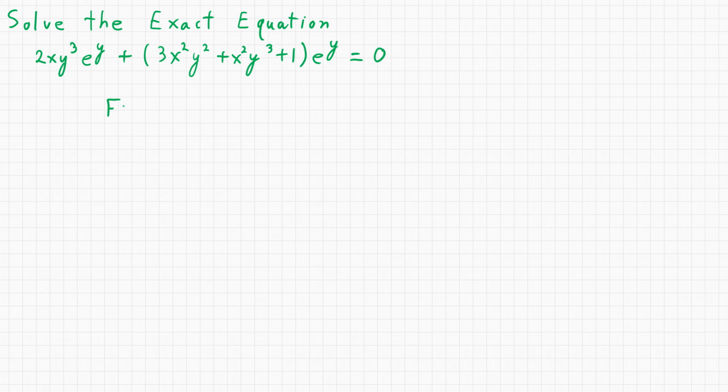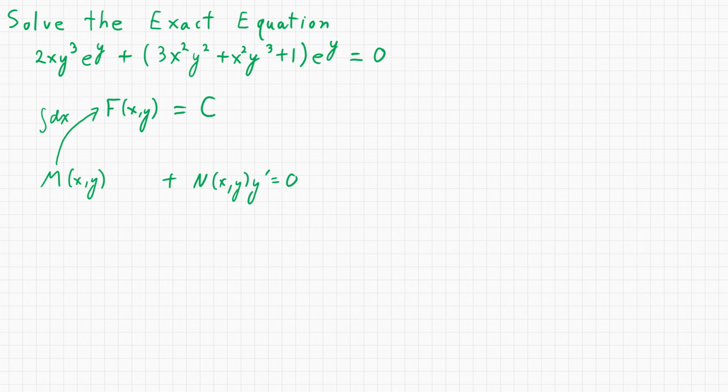So we have this function f of x comma y equals c, and M of x comma y plus N of x comma y y prime equals 0. Normally what we've done in the past is we went from M to f with an integral with respect to x. We could also go from N to f with an integral with respect to y, but that's going to be really difficult in this case because the N function looks pretty bad to integrate with respect to y. There's an alternative way to do this.